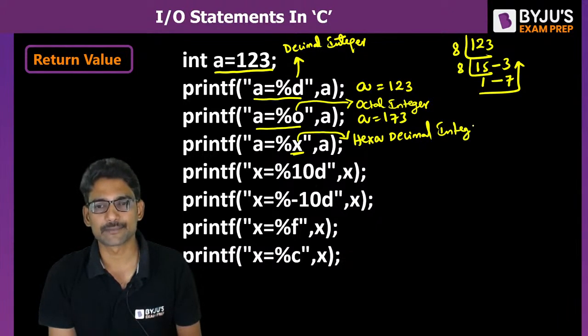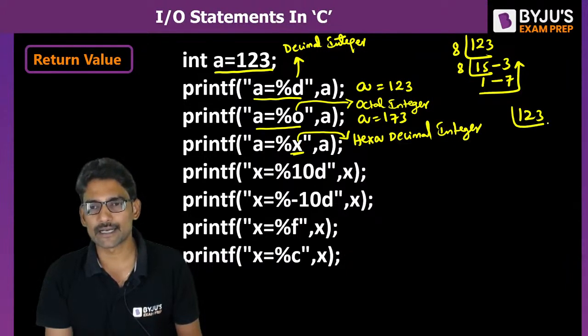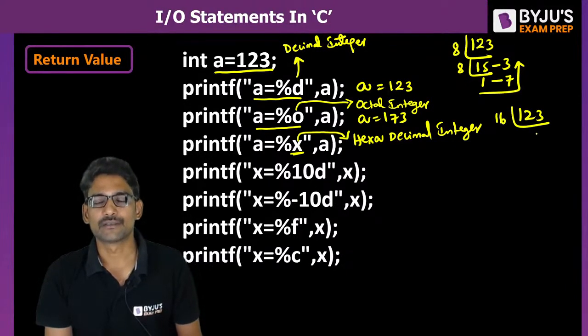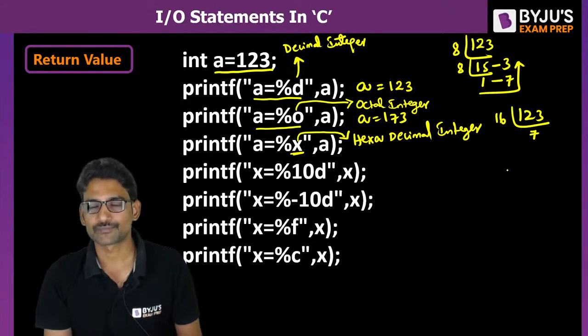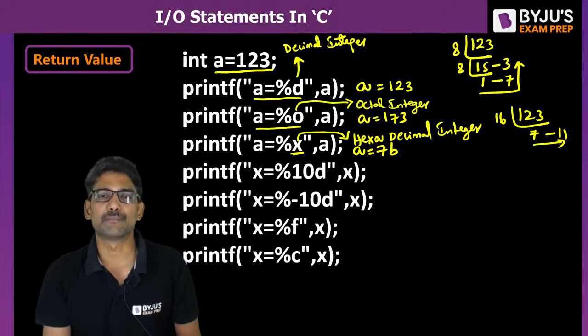Hexadecimal integer means the equivalent hexadecimal of 123. So 16 goes how many times? 7 times, with remainder 11. So this is 7B.